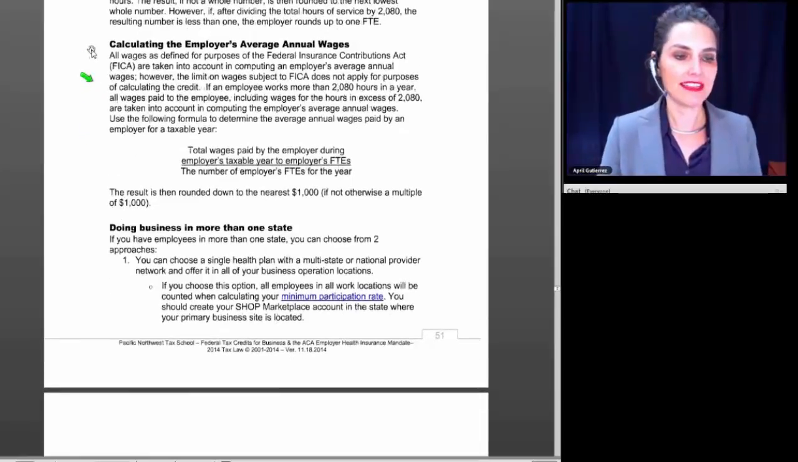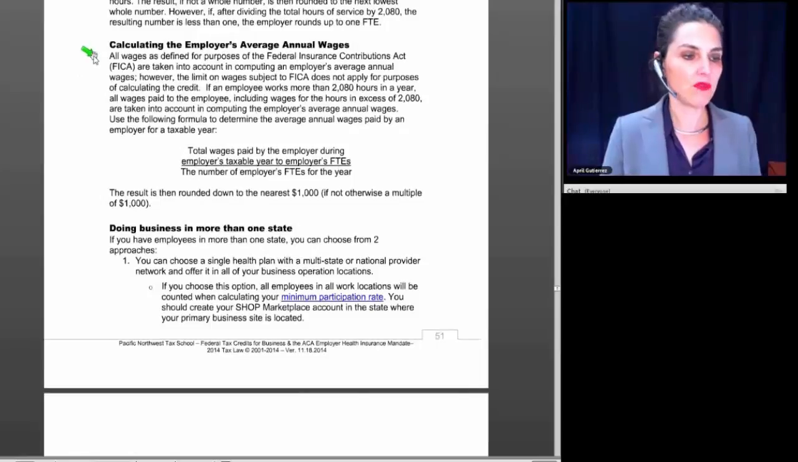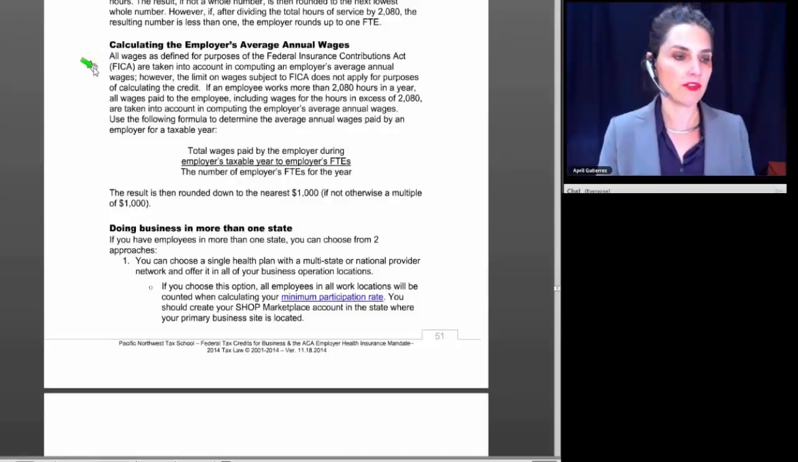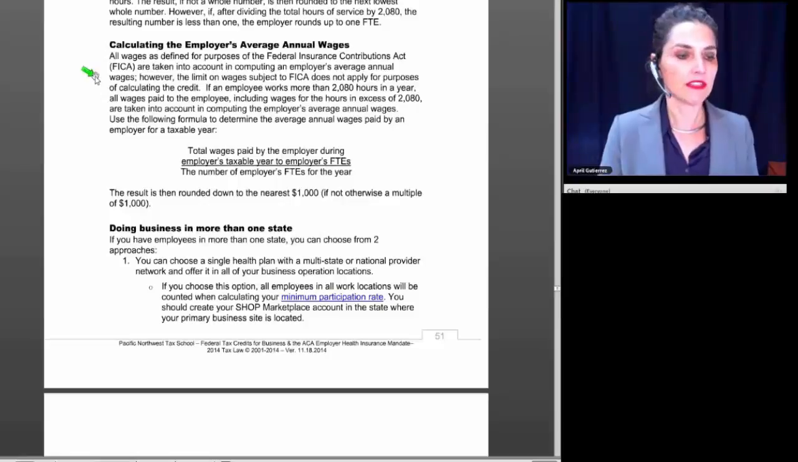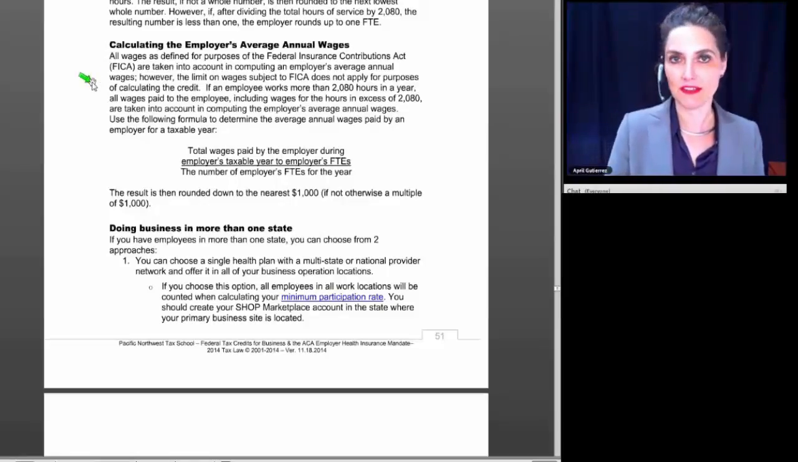So how do you calculate the employer's average annual wages? Well, that's a slightly different formula. All wages as defined for purposes of the Federal Insurance Contributions Act, or FICA, are taken into account in computing the employer's average annual wages. However, the limit on wages subject to FICA does not apply for purposes of calculating the credit.